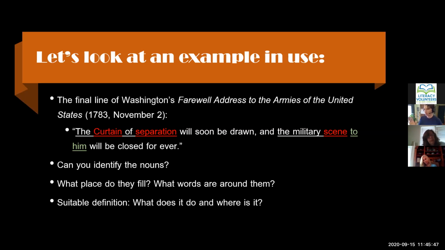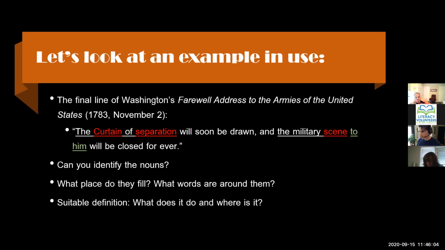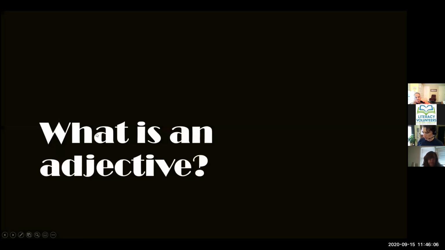So that is the place that the noun fills in the sentence. It's the name of the thing that does an action or the thing that receives an action. Oops, let's go back.